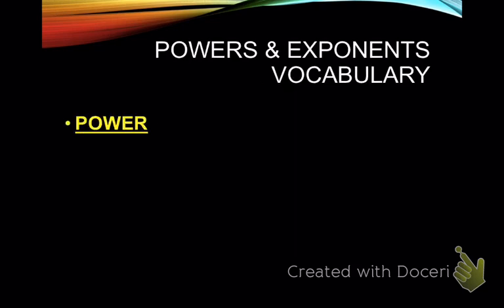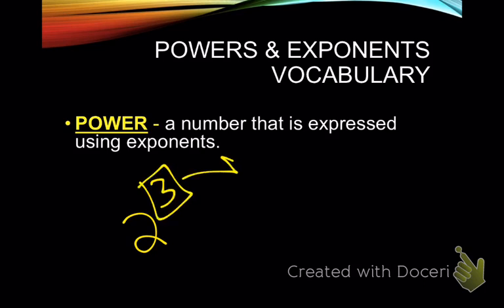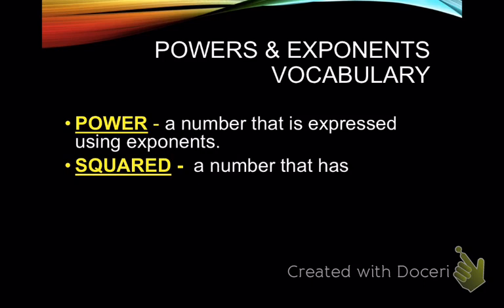Okay, here we go. Power. A power is a number that is expressed using exponents. Look, we just told you what an exponent is. We said this 3 is an exponent. Yes, it is. Well, it's also called a power. You could say 2 to the power of 3, or you can say 2 with an exponent of 3. Same thing. 2 to the power of 3. Congratulations.